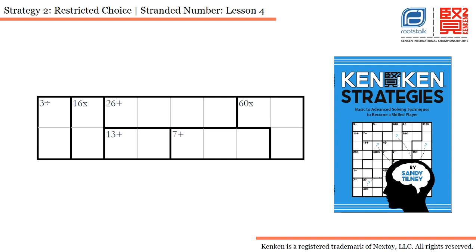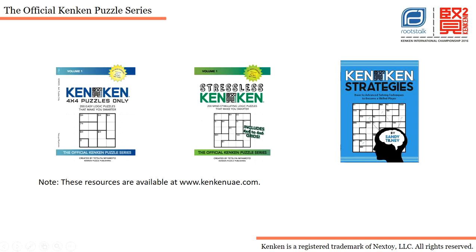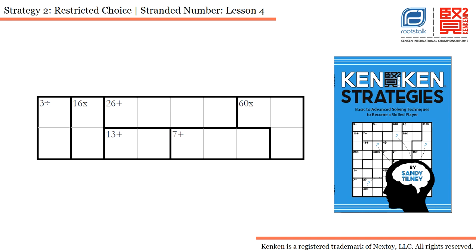In this video, I have taken an example from the book Kenken Strategies, which is a small part of an 8 by 8 Kenken puzzle. That means I can use numbers 1 to 8. I will try to solve this puzzle as much as we can, and we'll also see how we can use this simple strategy to solve most Kenken puzzles.